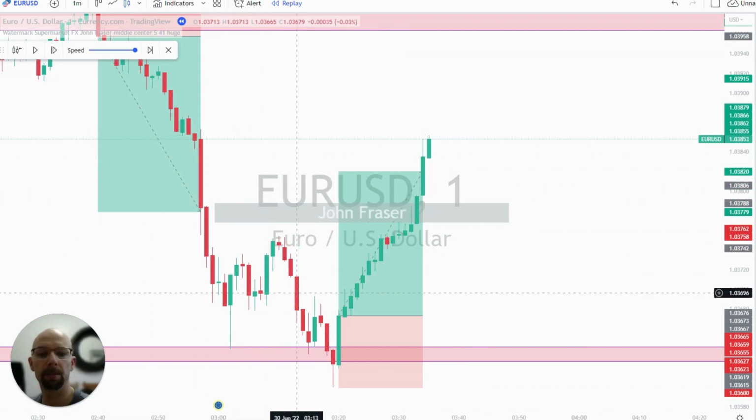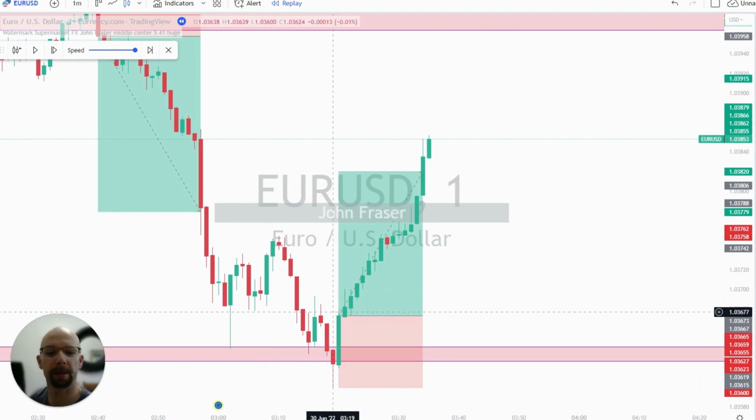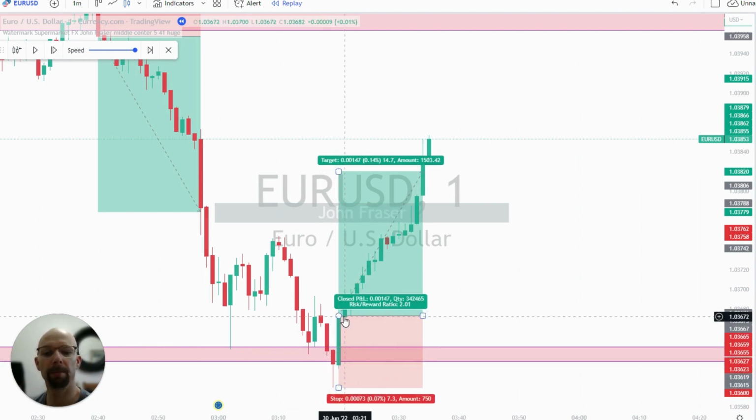This was nice and smooth. This time things move smoothly, I guess, at this time of the day. So it came down, engulf, exhaustion, so pushed to the upside, bullish engulfing pattern right there.